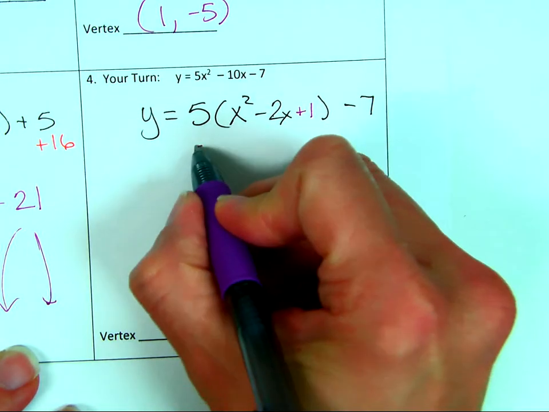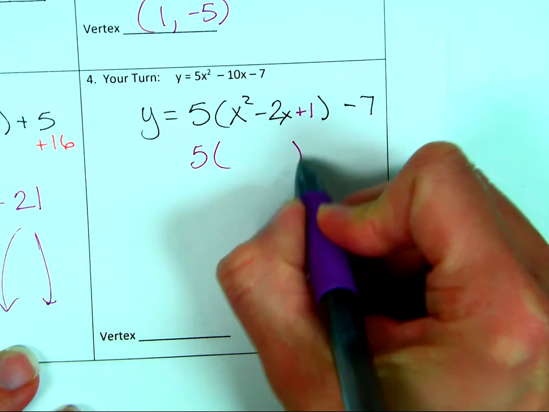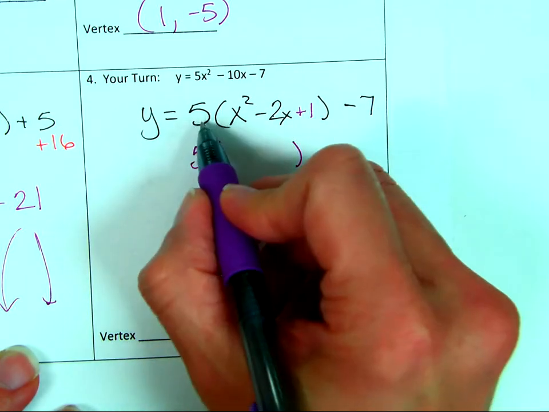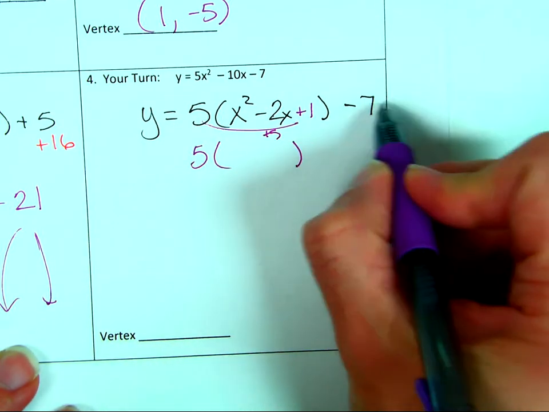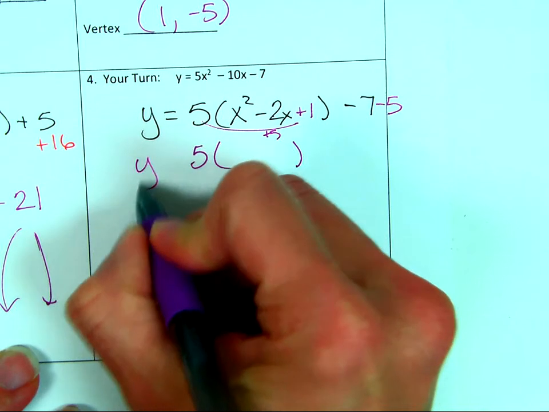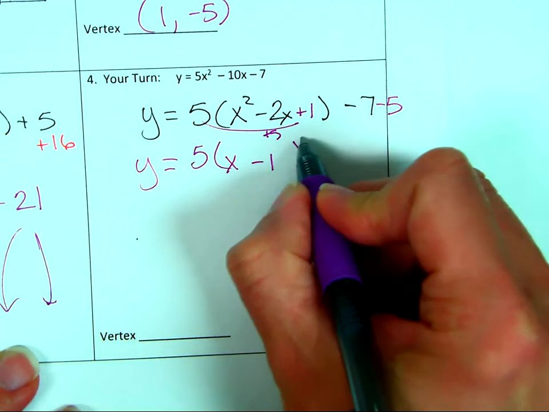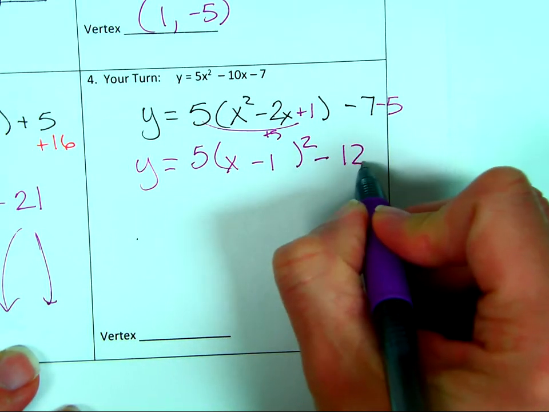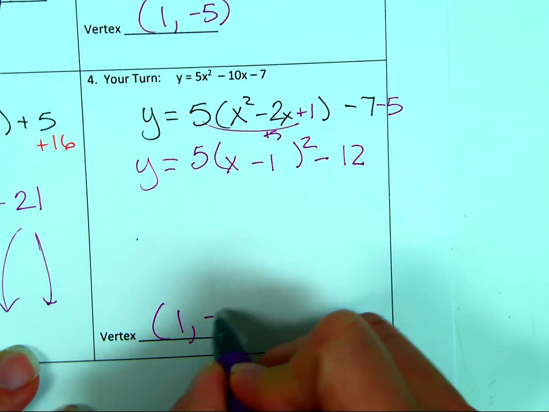So now I'm going to factor. Oh, sorry. Got to tell me what I added. I added 5, so I'm going to subtract 5. So y equals 5 times x minus 1 squared minus 12. So my vertex is 1, negative 12.